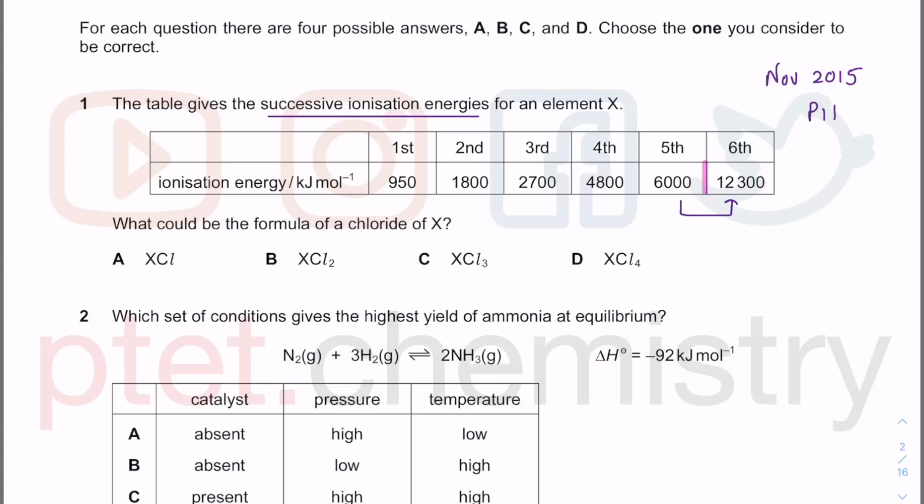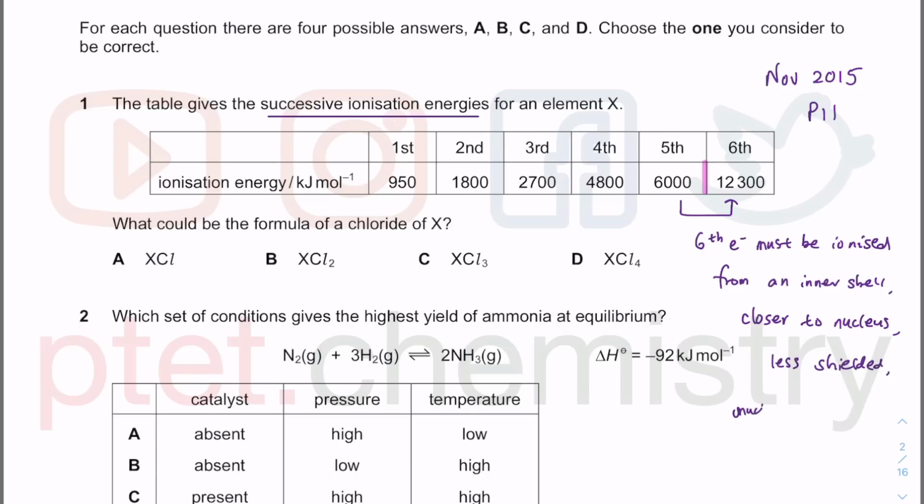This basically tells you that the sixth electron must be removed, or must be ionized, from an inner shell. If you remove it from an inner shell, that will be closer to the nucleus. If you are closer to the nucleus, you are going to be less shielded. If you are less shielded and closer to the nucleus, it is much more difficult to remove. So if the sixth one is much more difficult to remove, that means the fifth one is the very last one from the outer shell.